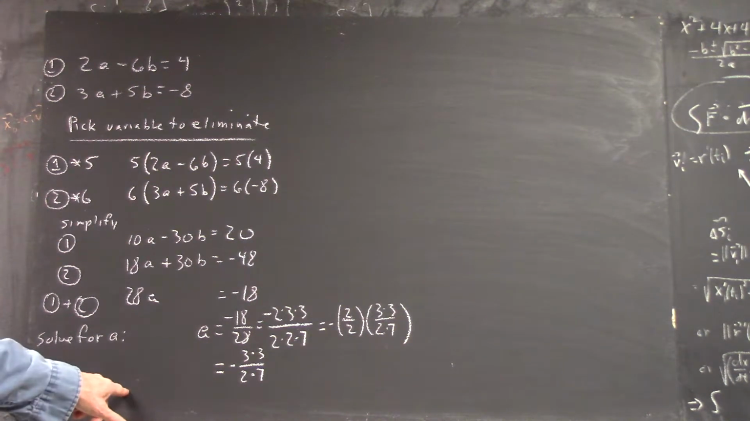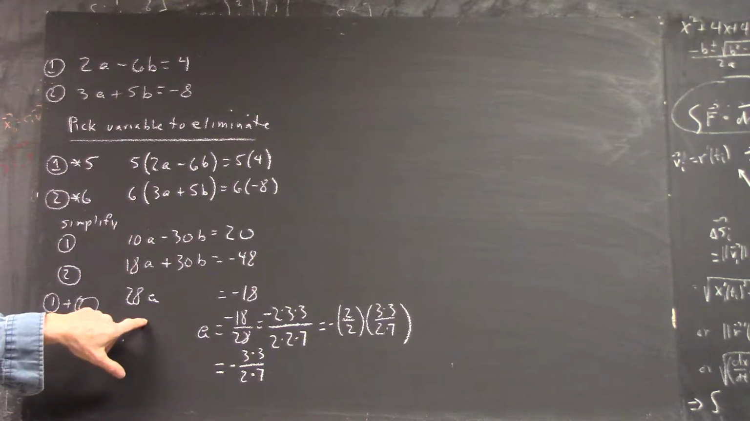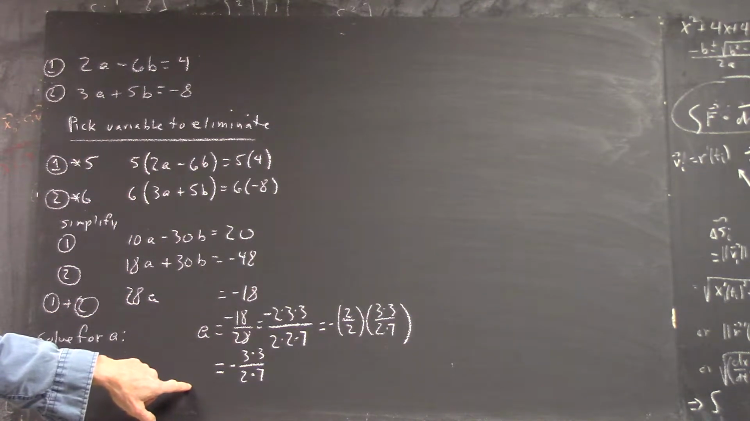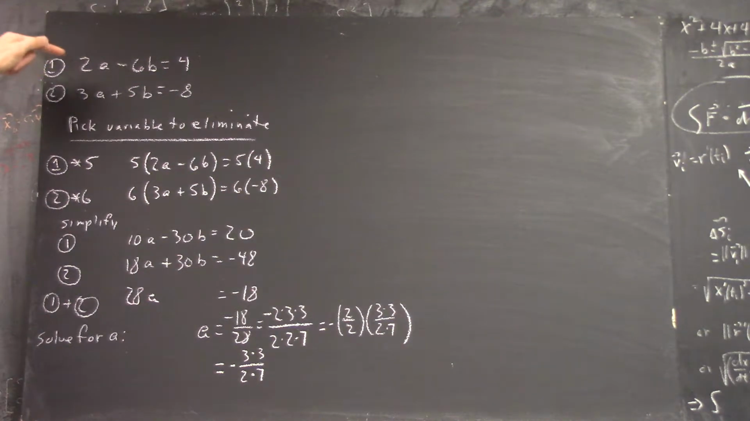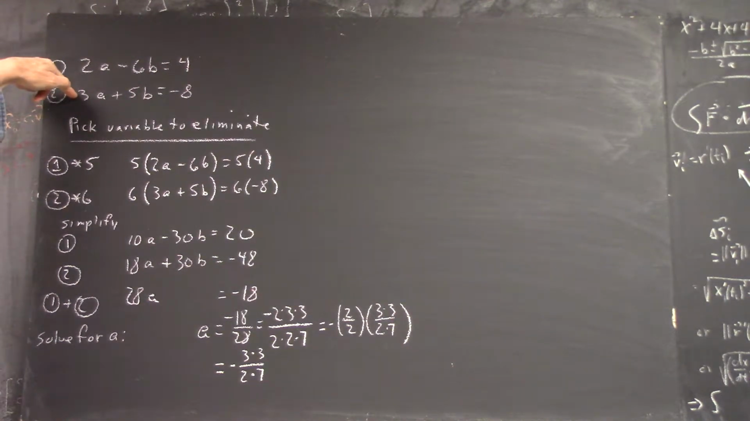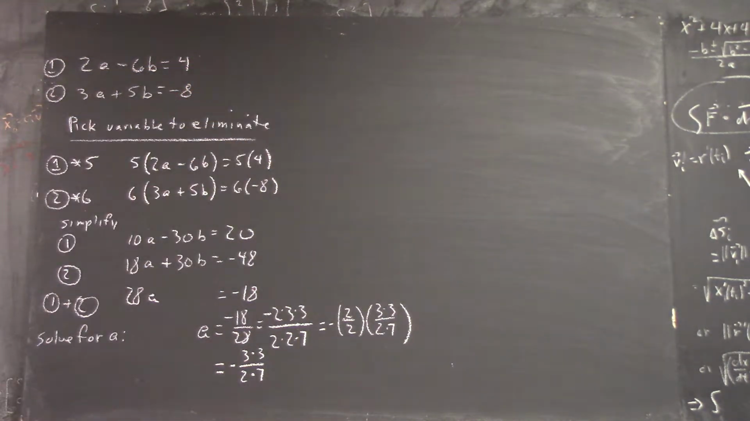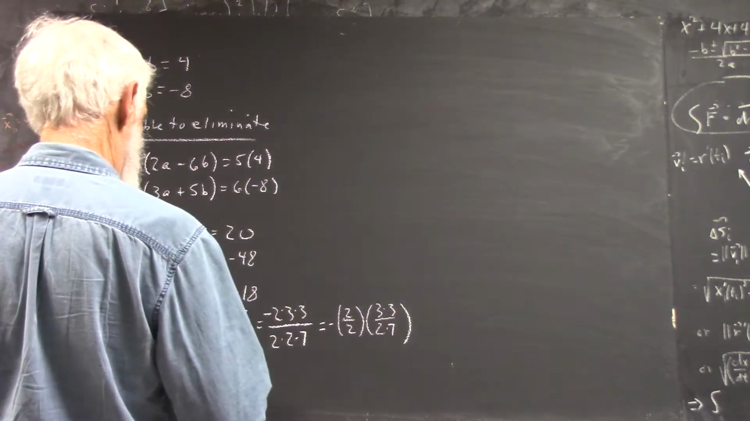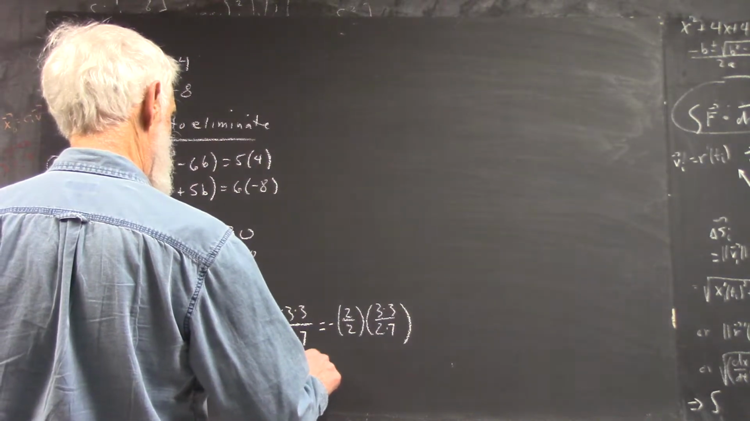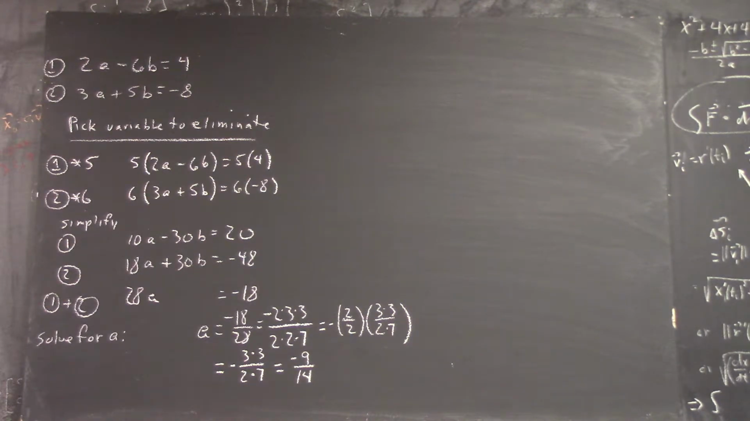Okay, so anyhow, we've started with these equations. We've figured out what to do to eliminate B, and we solved for A. Now we could have eliminated A instead, and we could still do that. If we multiply this by 3 and this by negative 2, same thing's going to happen, except the A's are going to go away. And we would get B. But instead of doing that, we find that A is negative 9 over 14.